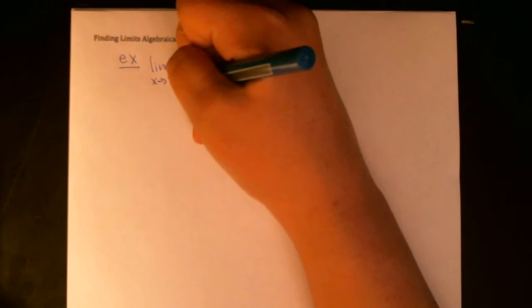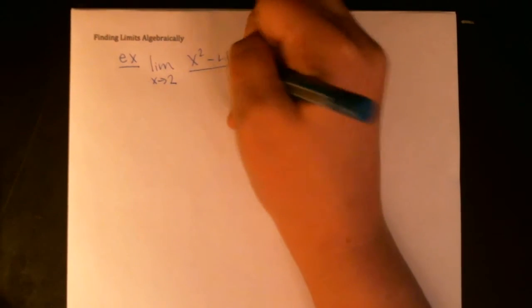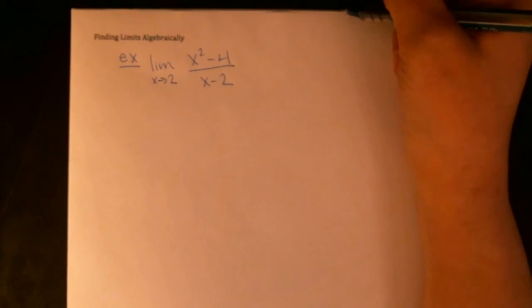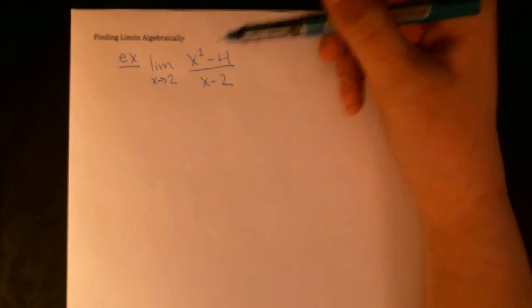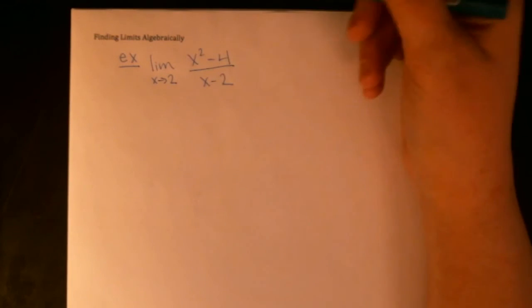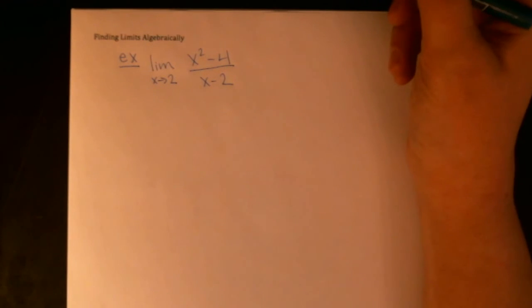So let's look at the limit as x approaches 2 of x squared minus 4 over x minus 2. Okay, so again, if your function is continuous at x equals 2, this becomes kind of boring. You can just plug the 2 in, and whatever the y value is, that's what the nearby y values will be close to.